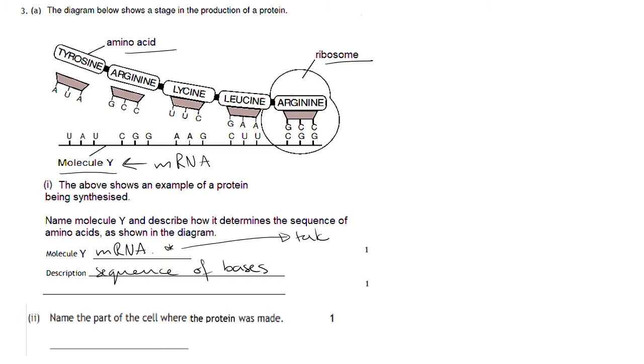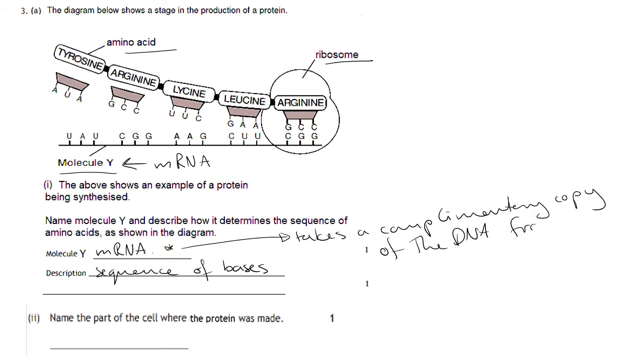It takes a complementary copy of the DNA from the nucleus to the ribosome. Because by taking that complementary copy of the DNA from the nucleus to the ribosome, we're taking the sequence of bases, and those sequence of bases will determine the sequence of amino acids.